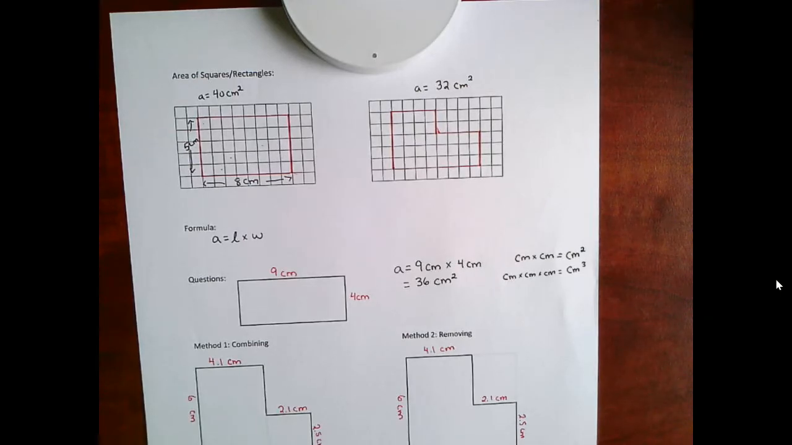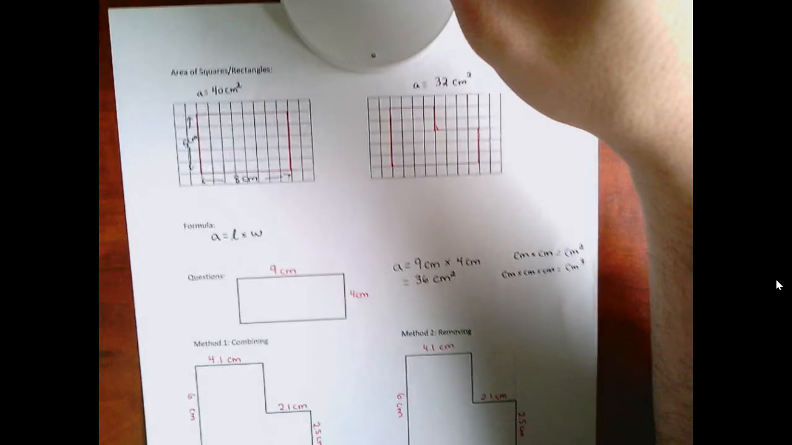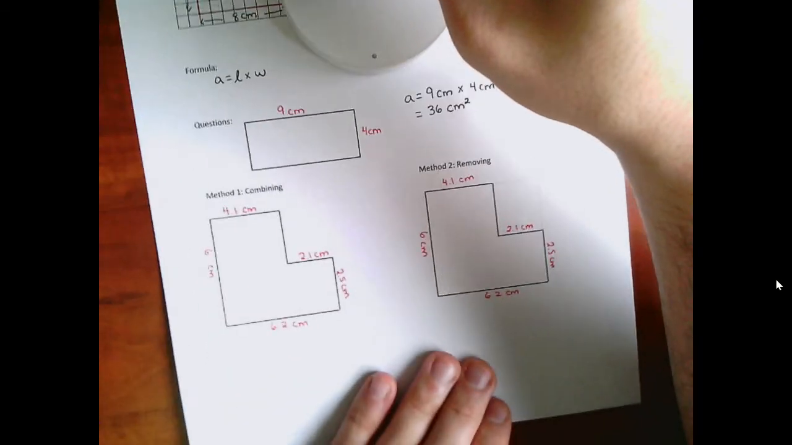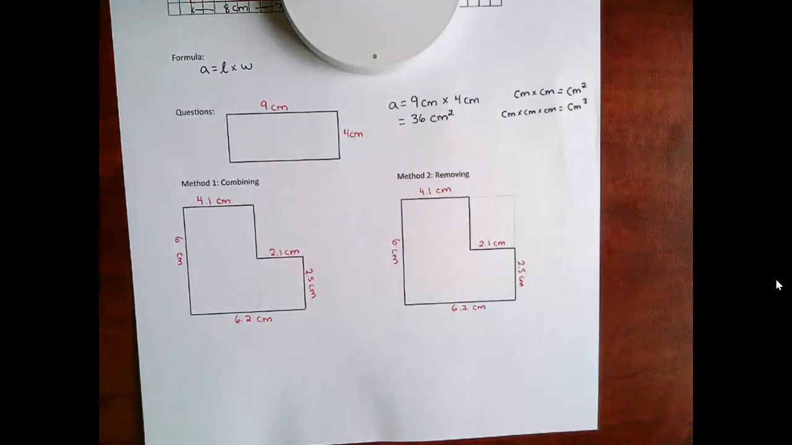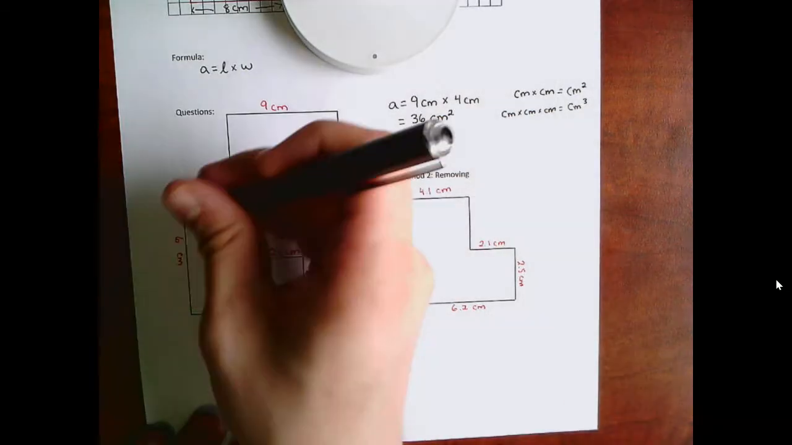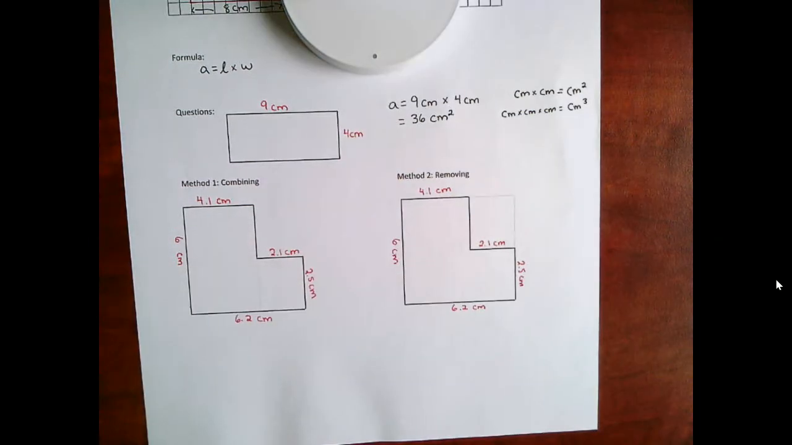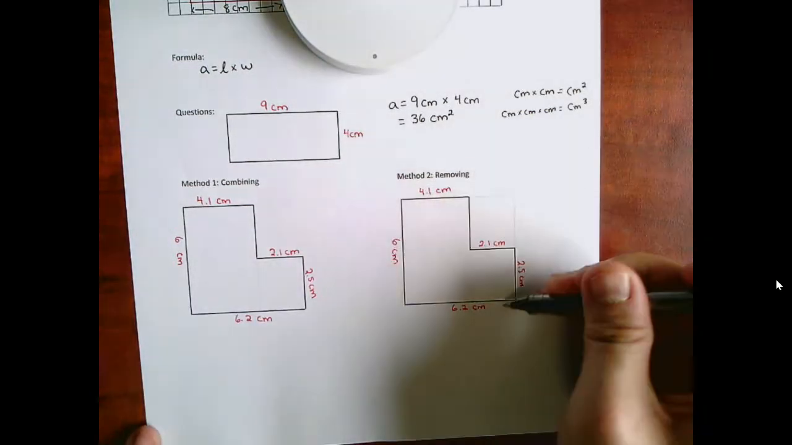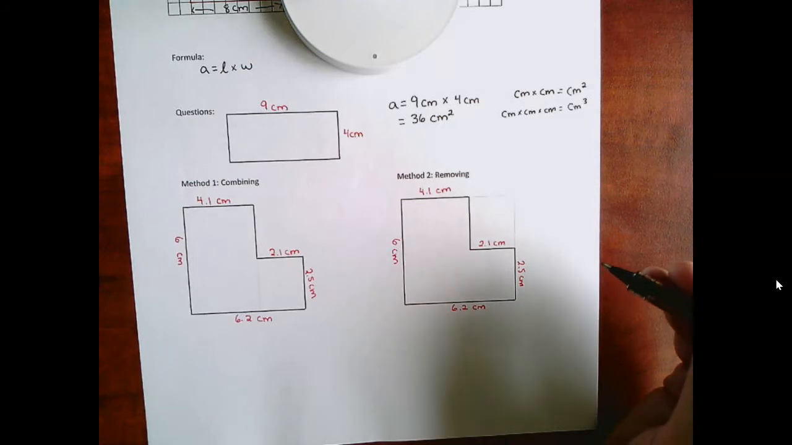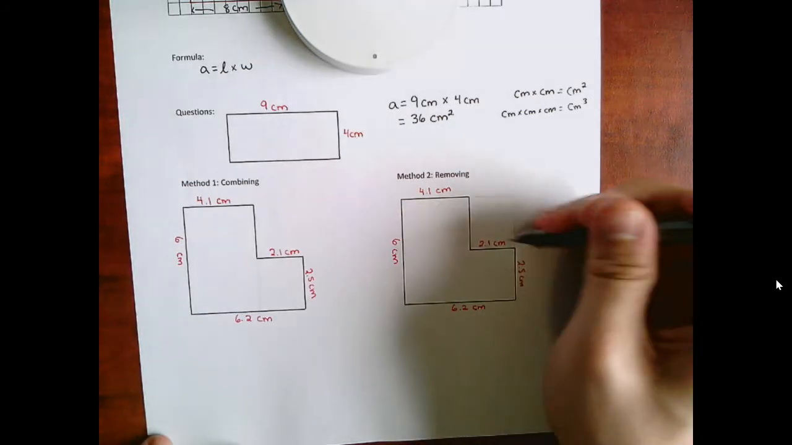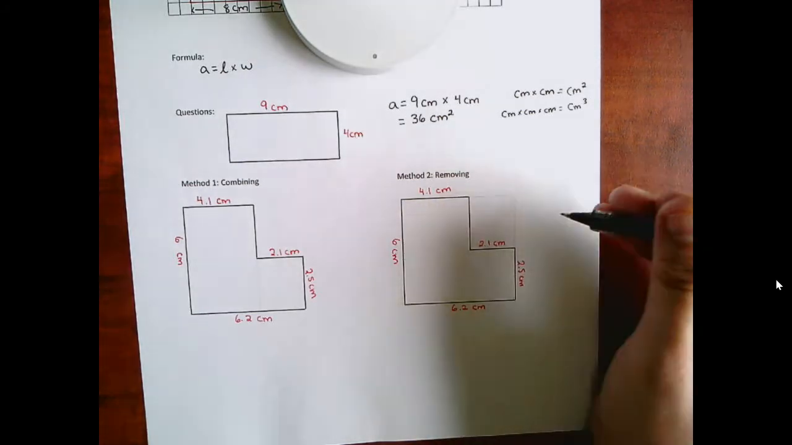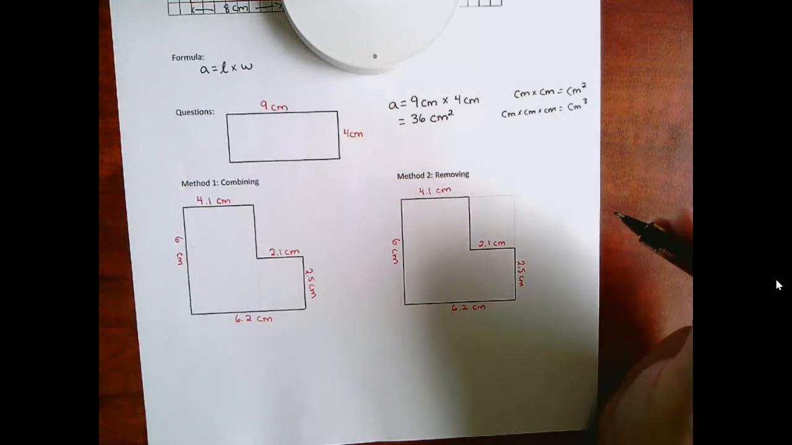Okay, so moving on to some more difficult problems. We're just going to look at these two here. Now, you'll notice that this shape that we've got here, you can view it as either one or two rectangles that are combined together, or potentially looking at it as one big rectangle missing a section.